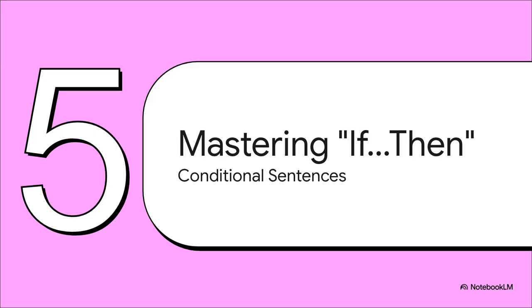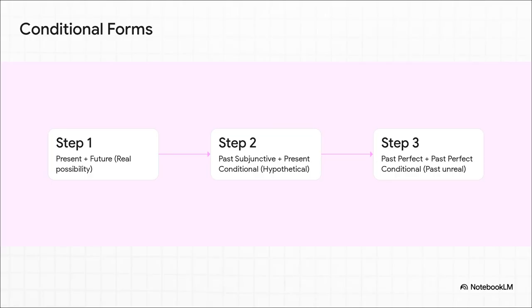Okay, on to our last big section, mastering if-then scenarios. For this final piece of the puzzle, we're looking at one of the most powerful tools you have for building sentences, the conditional. This is how we talk about all those what-if situations, possibilities, things we're dreaming about, and the consequences of actions. So, there are basically 3 main conditional structures, and each one has a very specific job.